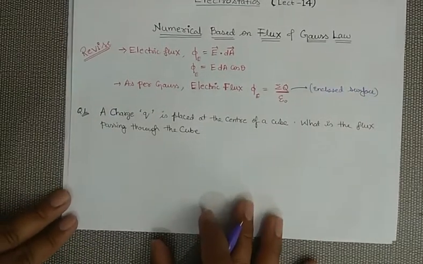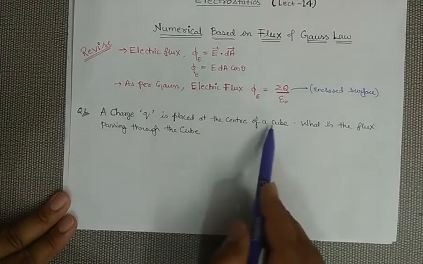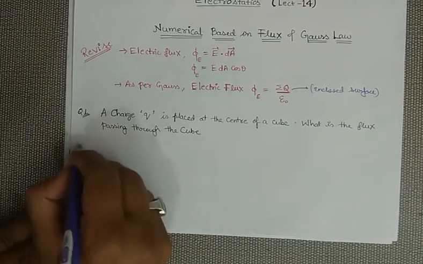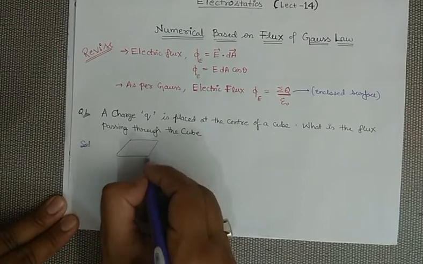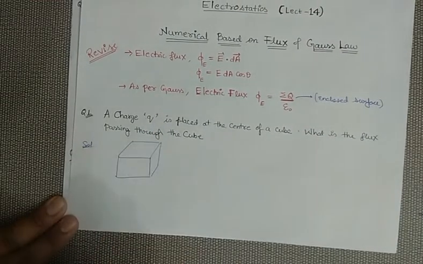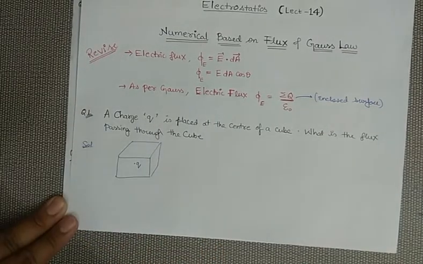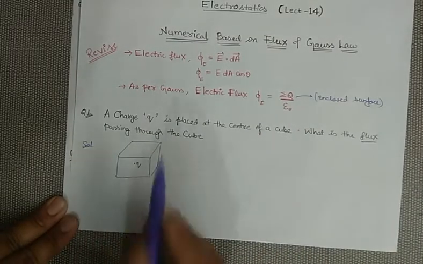So moving to our first question. A charge Q is placed at the center of a cube. What is the flux passing through the cube? Now see, first of all, let us draw a cube. If this is my cube and in this cube a small charge Q is placed, I have to find the flux passing through the cube.